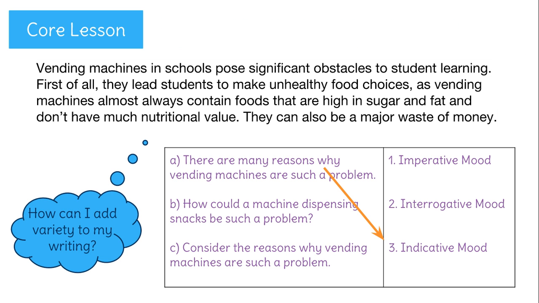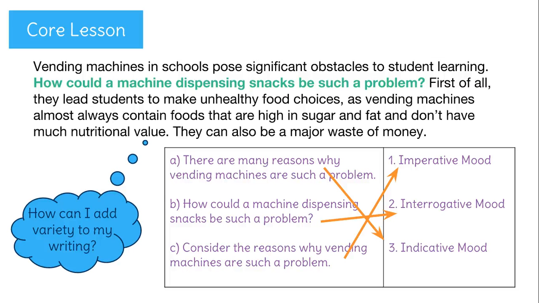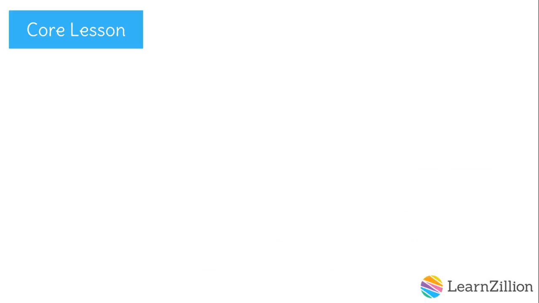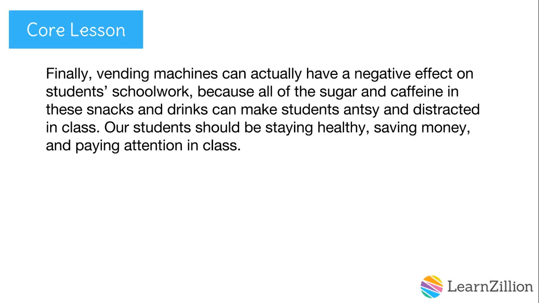You should have found that sentence A uses the indicative mood because it's simply stating a fact. Sentence B uses the interrogative mood because it's asking a question, and sentence C uses the imperative mood because it's giving a command. Let's add sentence B to our text to introduce this list. The beginning of this paragraph now has a bit more variety in its verbs to help garner our reader's interest. Let's continue this process with the next few sentences.